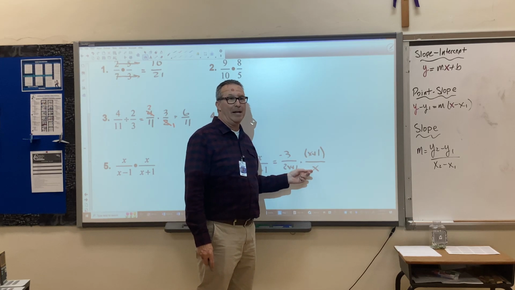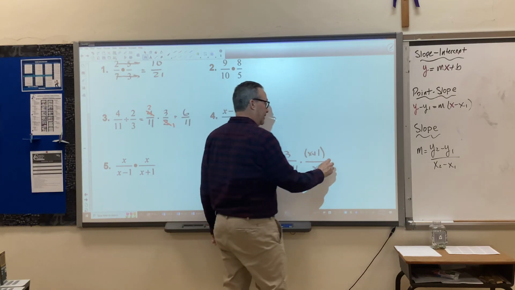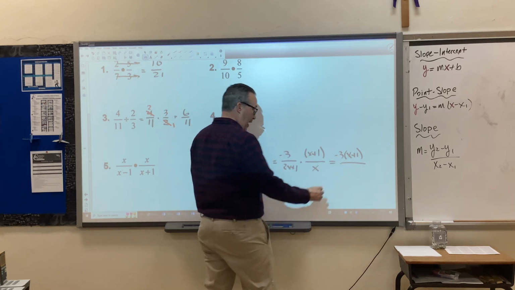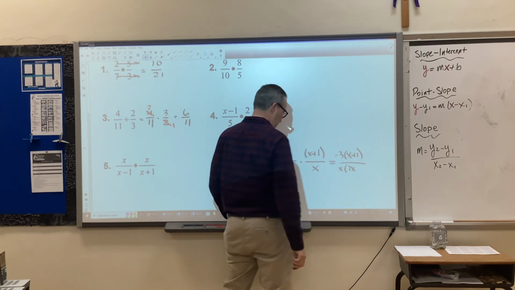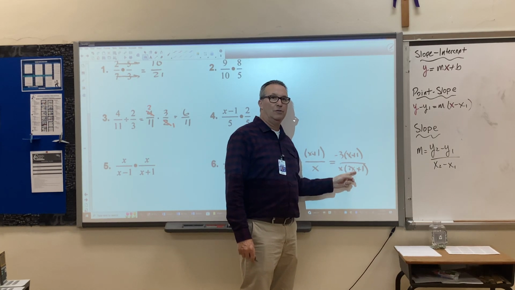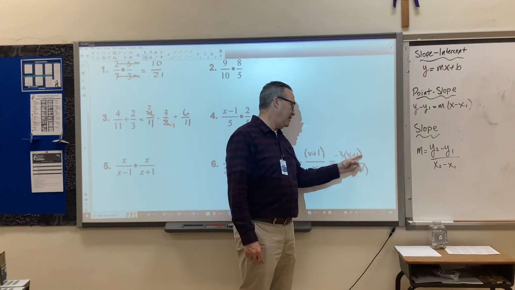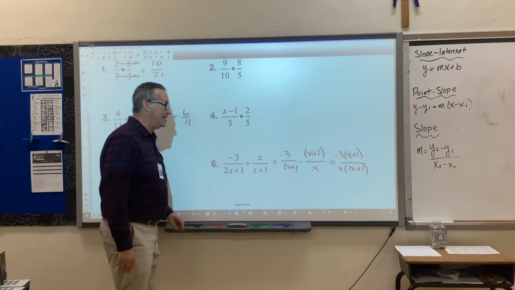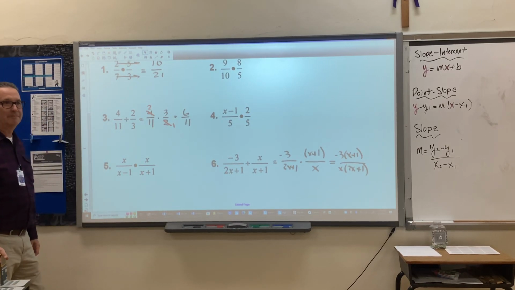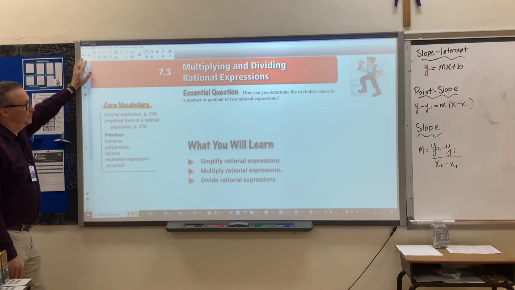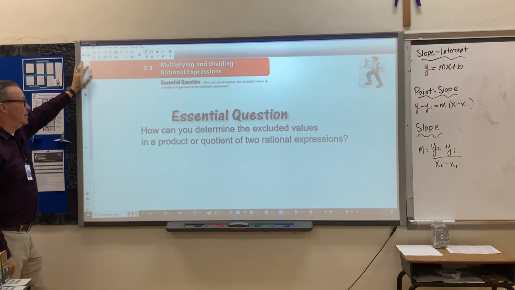You cannot cancel things that are being added or subtracted. Really, this is negative 3 times x plus 1 over x is 2x plus 1. Oh, look at the x plus 1s. Can't you cancel those? No, this factor does not look like that factor. This has a 2. Cannot cancel anything unless it's exactly the same. Simplify rational expressions, multiply rational expressions, divide rational expressions.